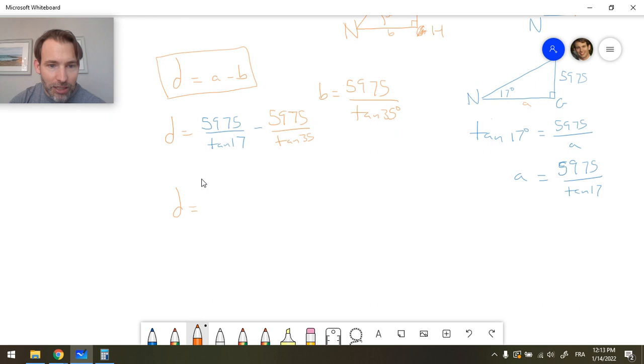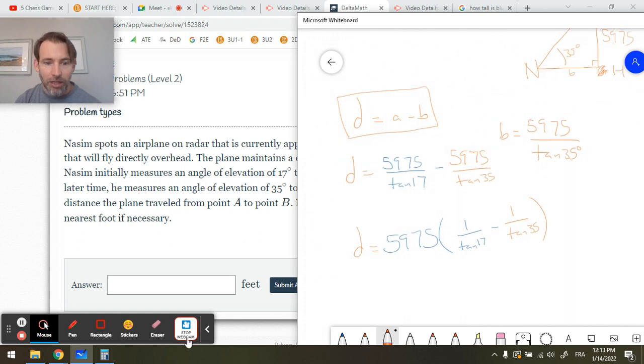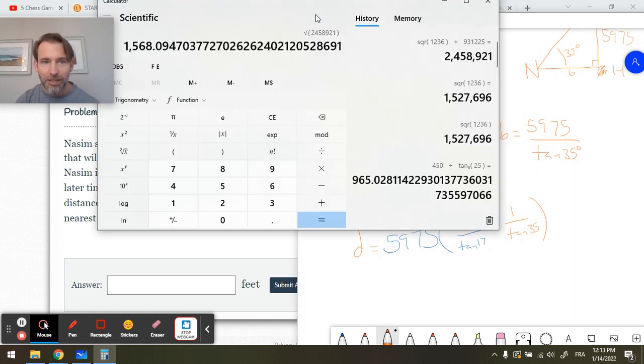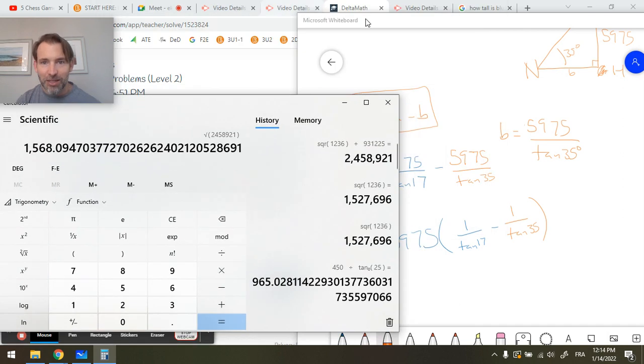D is equal to, factor out the 5975, multiplied by 1 over tan 17 minus 1 over tan 35. Okay? That's going to be something we can punch on the calculator to get the answer. All right, let's do it. Make this smaller. Move it over where I can see what I'm punching on the calculator. Get my calculator out. Move it to where it doesn't obscure things.